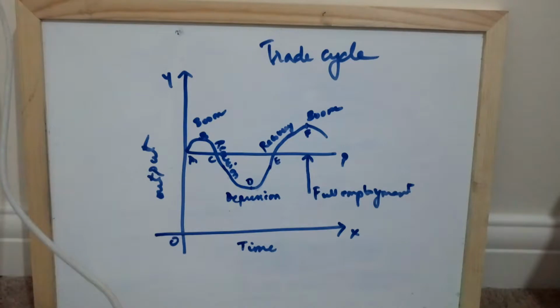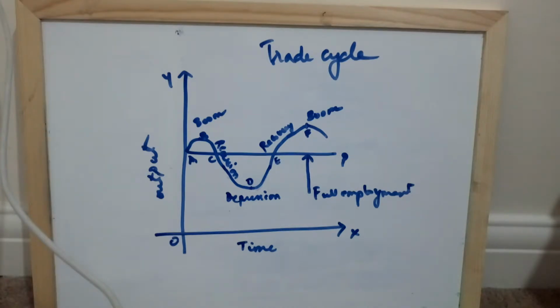But in real life, we find AD keeps fluctuating. When aggregate demand fluctuates, there are changes brought in income, output, employment, and price. These changes are cyclical in nature and they follow a cycle of 4 different stages: boom, recession, depression, and recovery. This is what you see in this diagram.